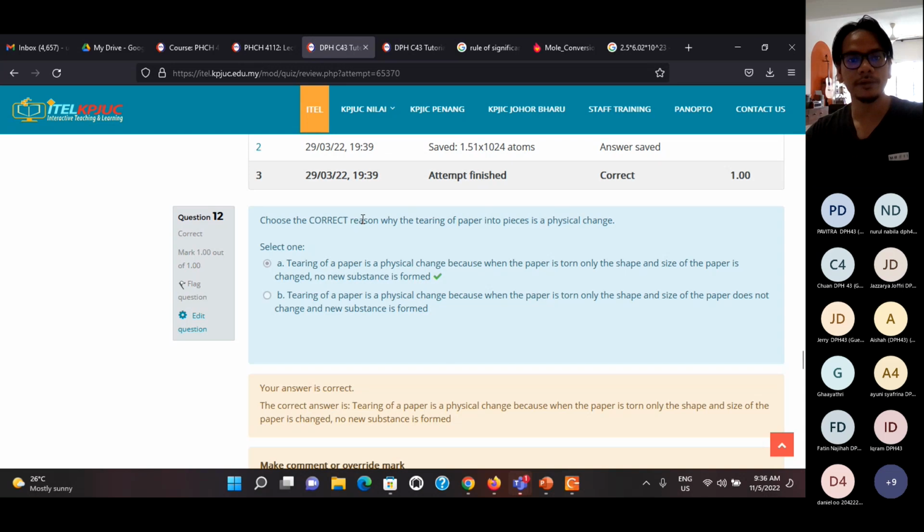Next question, choose the correct reason why the tearing of paper into pieces is a physical change. Jawapannya adalah the tearing of paper is a physical change because when the paper is torn, only the shape and size of the paper is changed. No new substance is formed. Okay, only the physical property, sifat fizikal kertas itu sahaja yang berubah. Bila kita koyak dia jadi 2 helai kertas, we still have kertas, but in small pieces, in double the amount. Okay, no new substance, tidak ada bahan baru yang dihasilkan.